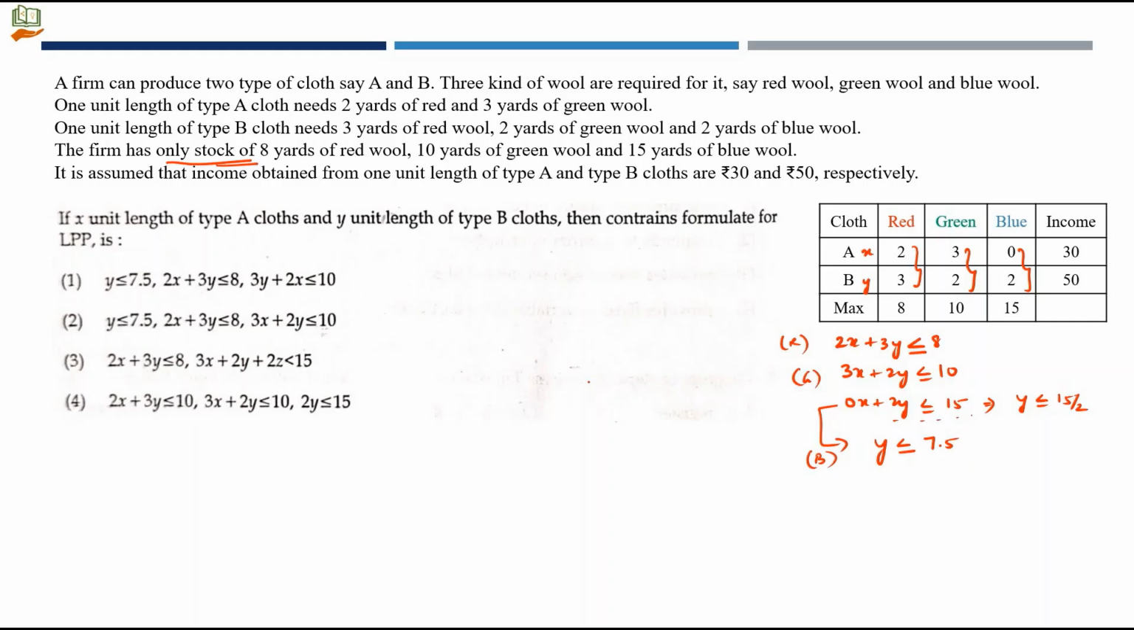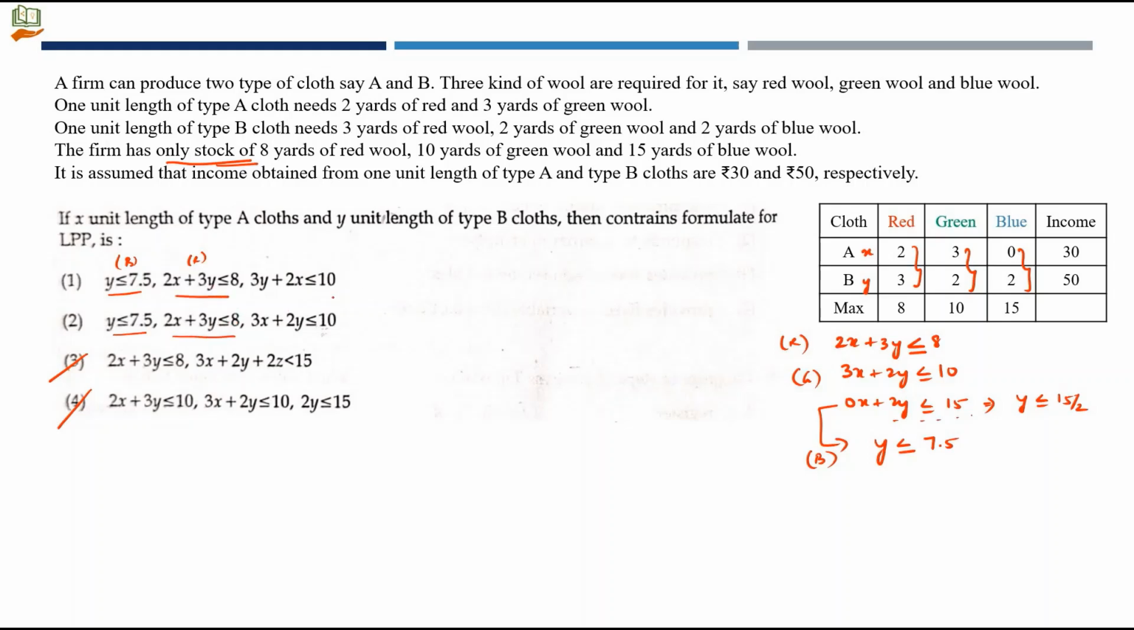Now check which of the options match these constraints. We have y less than or equal to 7.5 in two of the options. So the rest of the options can be ruled out. Here y is less than 7.5, y is less than 7.5, both are right. We have 2x plus 3y less than or equal to 8. This is actually blue's condition and this is red's condition. 2x plus 3y less than or equal to 8, both are right.